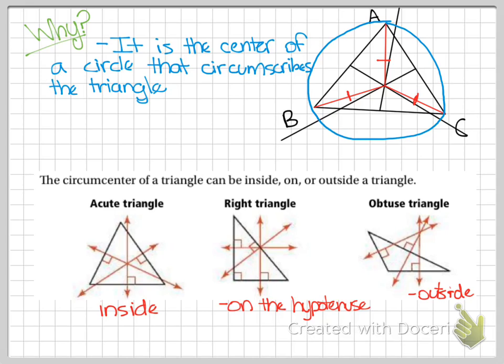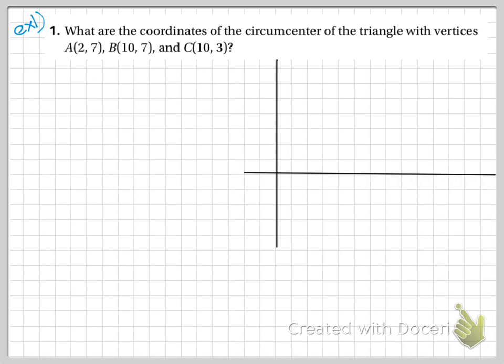And if you try drawing three of each type of triangle and doing the perpendicular bisectors of each, you will see that that's true. Right triangle would be right on that hypotenuse, obtuse will always be outside, which is pretty neat. So next I want to look at finding the circumcenter of a triangle. Given coordinates of a triangle, can I locate the exact circumcenter of that triangle?